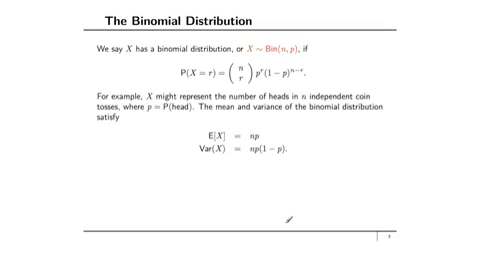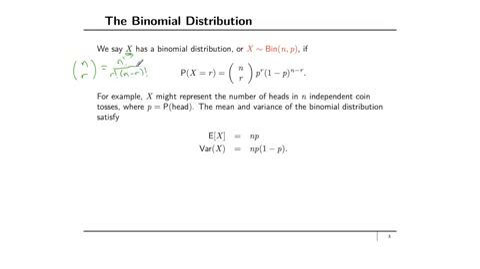The first distribution I want to talk about is the binomial distribution. We say that a random variable X has a binomial distribution, and we write it as X tilde Binomial(n, p), if the probability that X is equal to r is equal to n choose r times p to the r times 1 minus p to the n minus r. And for those of you who have forgotten, n choose r is equal to n factorial divided by r factorial times n minus r factorial.